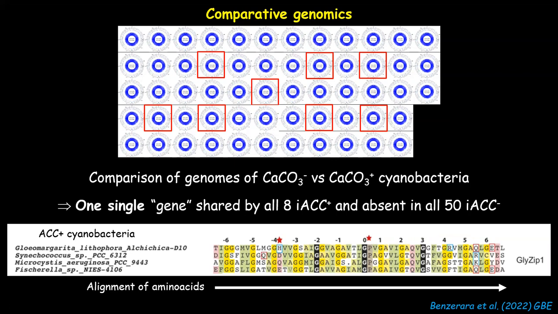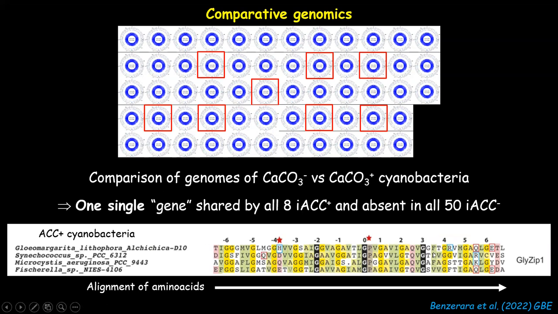You remember, each of these 58 genomes is like a million nucleotides. So you have to deal with this huge load of information. And the result of this study was that there was one single gene that was shared by all the 8 cyanobacteria forming intracellular carbonates, and that was absent from the other 50 cyanobacteria not forming intracellular carbonates. One gene. We'll discuss that later.